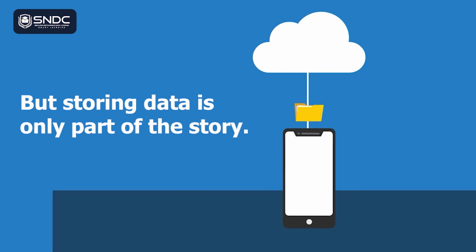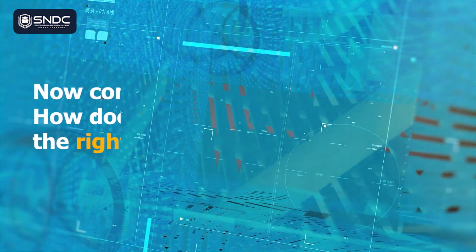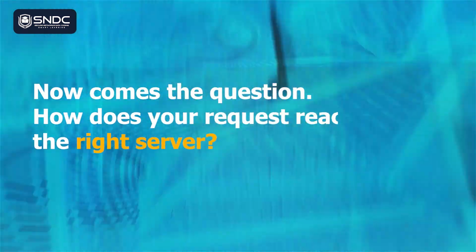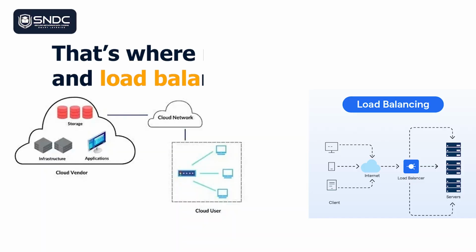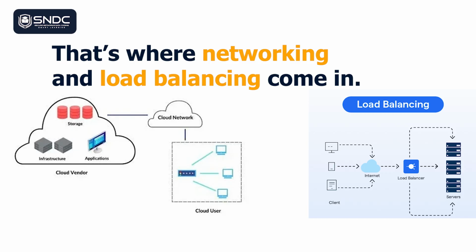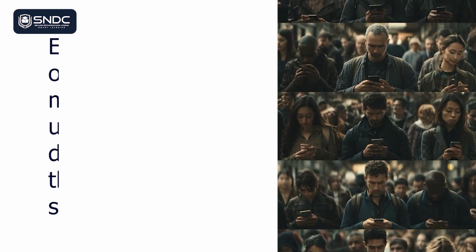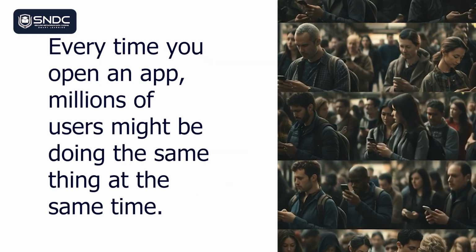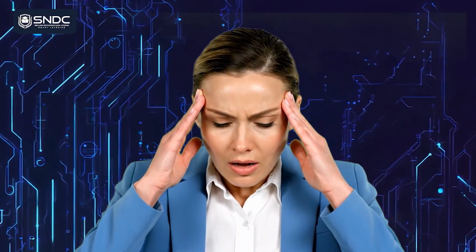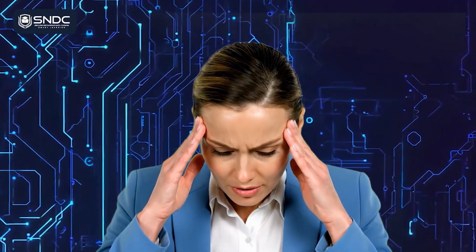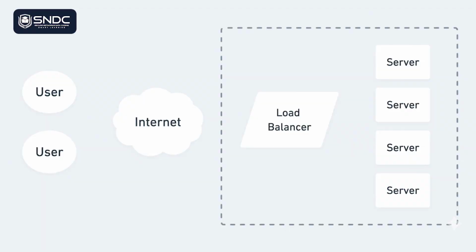But storing data is only part of the story. Now comes the question: How does your request reach the right server? That's where networking and load balancing come in. Every time you open an app, millions of users might be doing the same thing at the same time. So how does the cloud handle that traffic? Here is the flow. User request goes to a load balancer and then gets distributed across multiple servers.